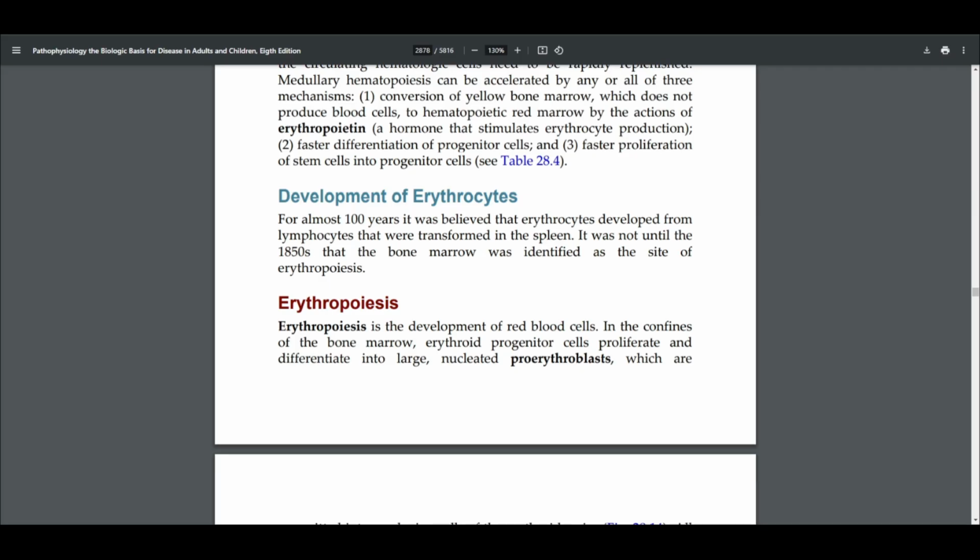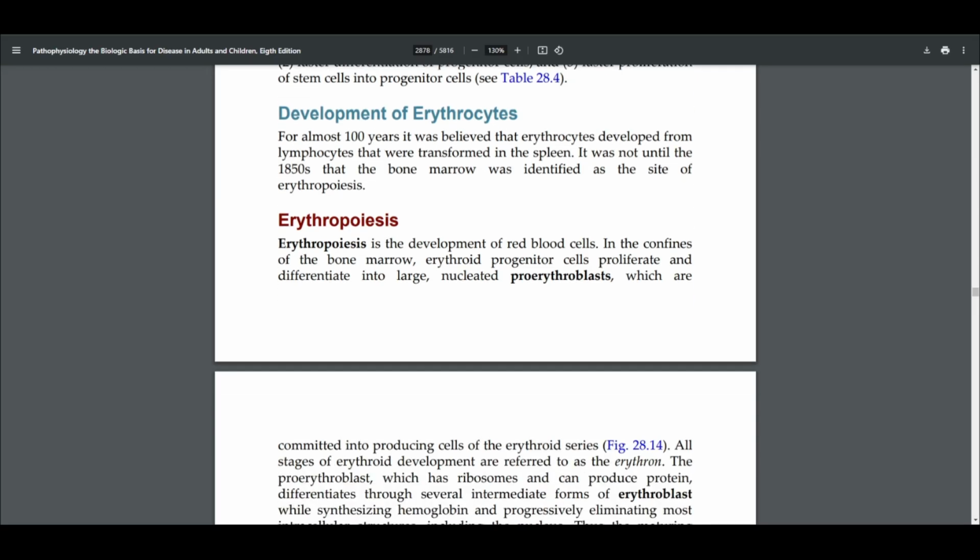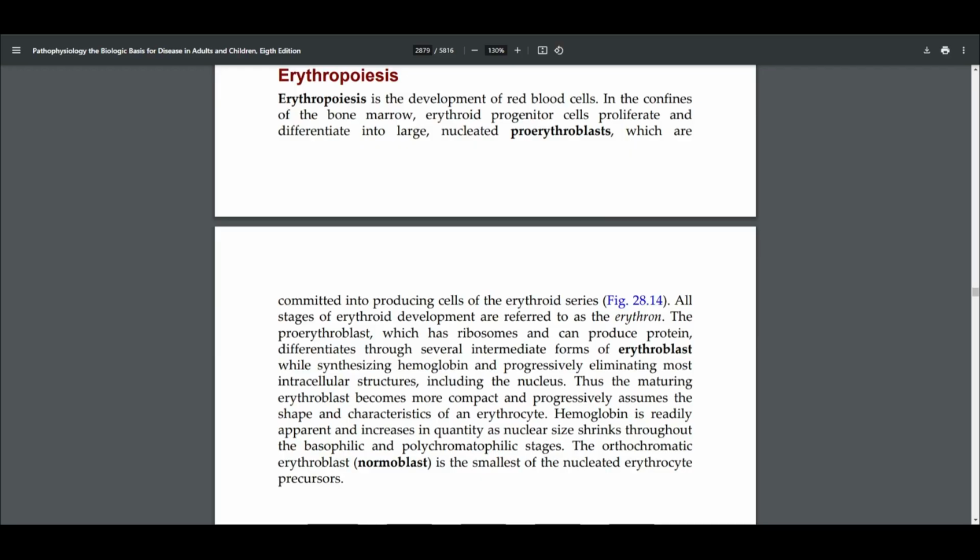The development of erythrocytes. For almost 100 years, it was believed that erythrocytes developed from lymphocytes that were transformed in the spleen. It was not until the 1850s that the bone marrow was identified as the site of erythropoiesis. Bringing us to erythropoiesis. Erythropoiesis is the development of red blood cells. In the confines of the bone marrow, erythroid progenitor cells proliferate and differentiate into large, nucleated proerythroblasts, which are committed to producing cells of the erythroid series. All stages of erythroid development are referred to as erythron.